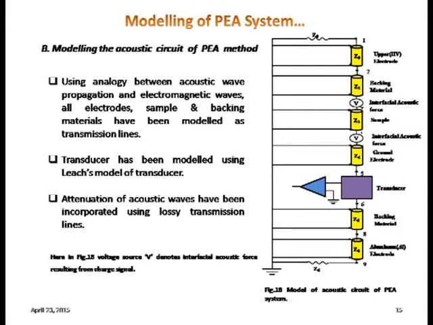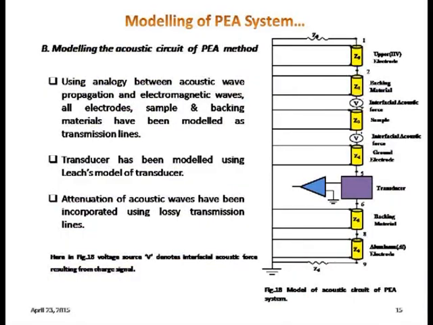So you see, this is the upper electrode, this is the backing material, and the interfacial region. The interfacial charge is modeled as a voltage source here, and this is the sample, and again the interfacial acoustic force, this is the ground electrode, and here the transducer, and then the amplifier, and then the backing material, then the aluminum electrode. Each part is modeled as a transmission line.